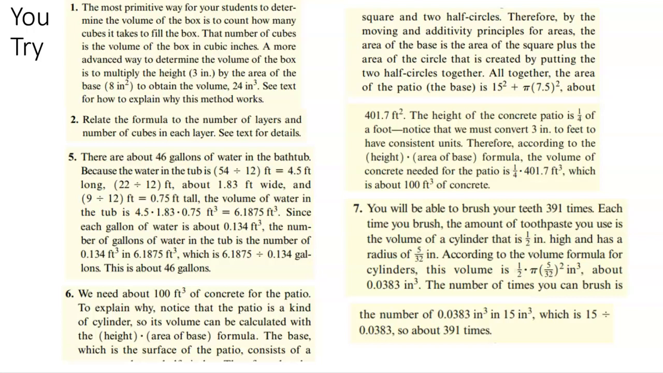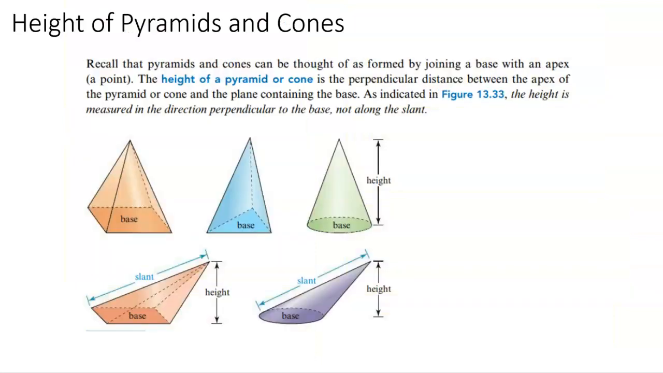All right, let's move on to pyramids and cones. So recall that pyramids and cones are formed by a base with an apex. And the height of the pyramid or cone is the perpendicular distance between the apex of the pyramid or cone and the plane containing the base. So just don't think that the slant is the height. The height is the distance, right, from the base to the apex.